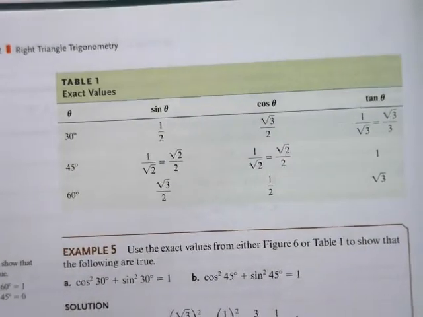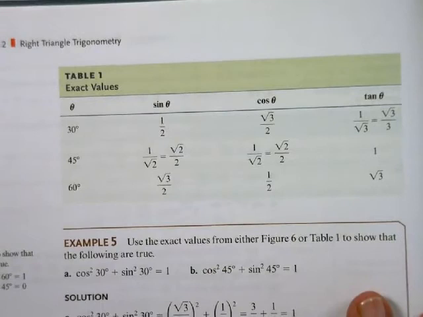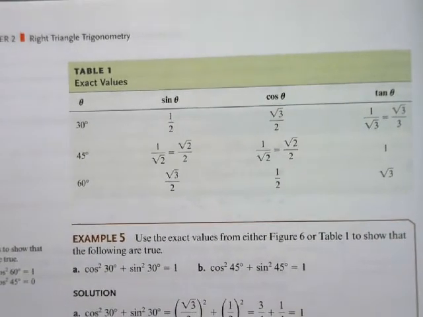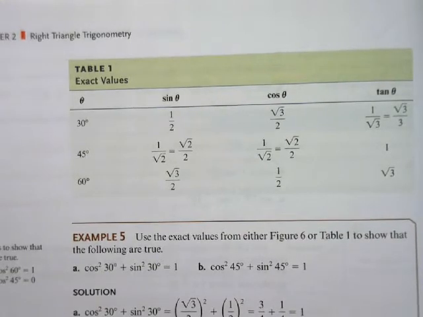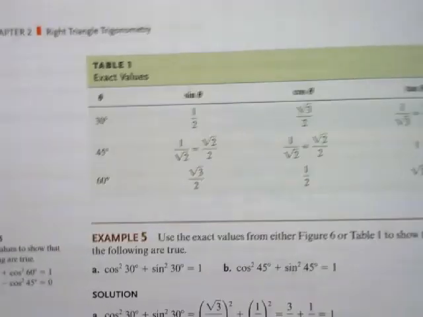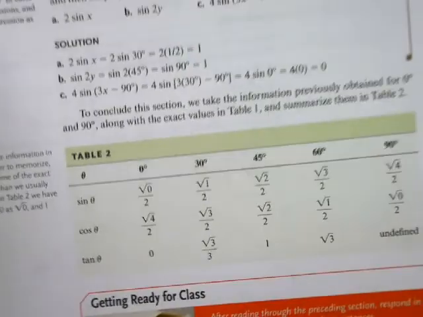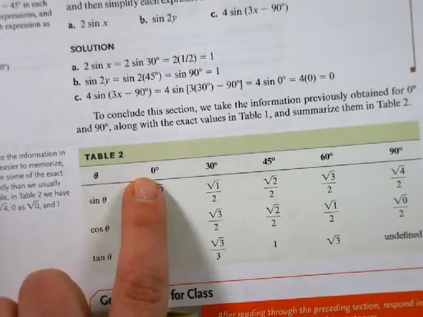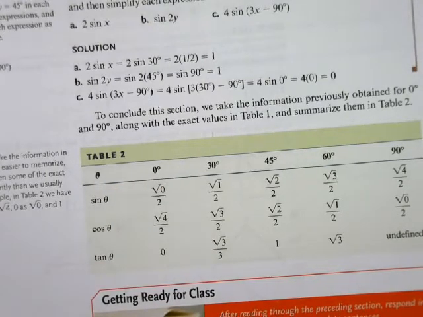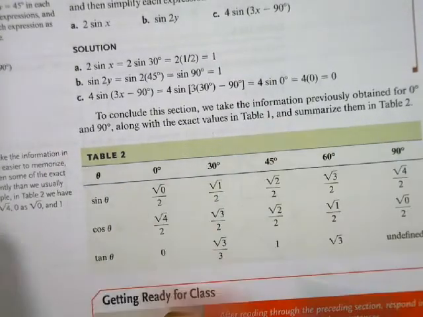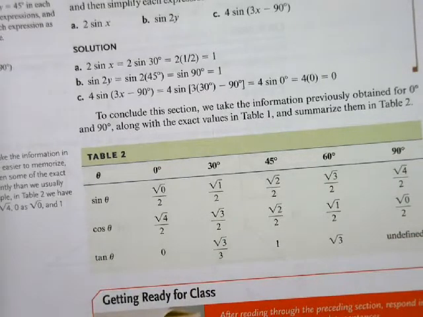All right, so there's my table 1 on page 66. Table 1 talks about the exact values of sine, cosine, and tangent for 30 degrees, 45 degrees, and 60 degrees. Table 2 just extends it a little bit, and it takes it for 0, 30, 45, 60, and 90 degrees. All right, let's look at table 2. In fact, on the next page of your notes, I have an exact value chart. So we're going to look at that here in just 1 second.